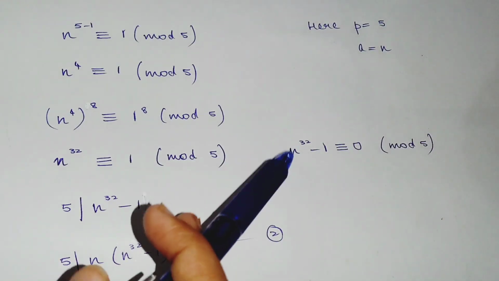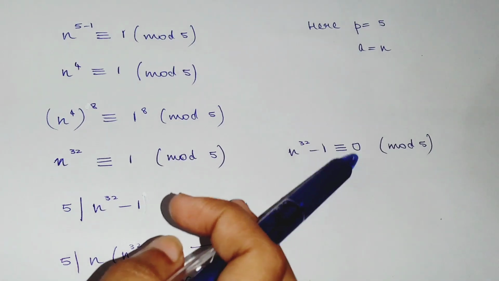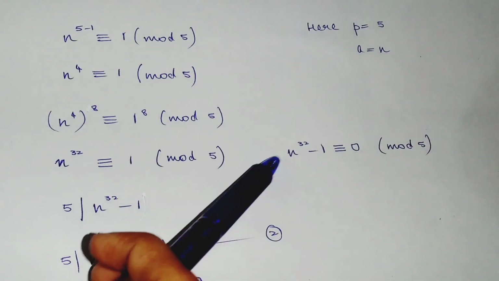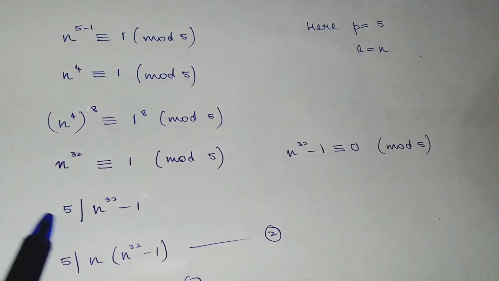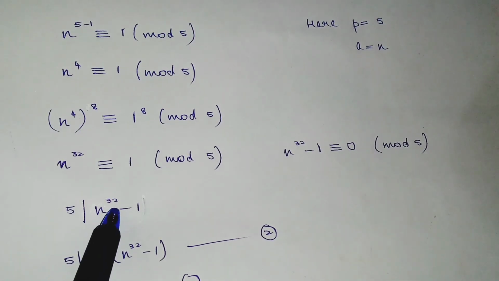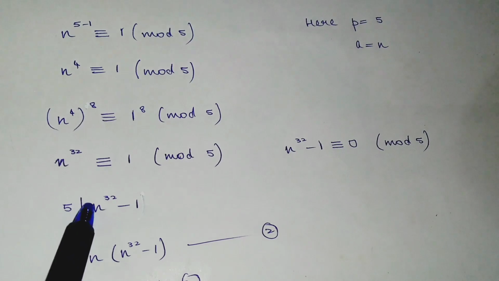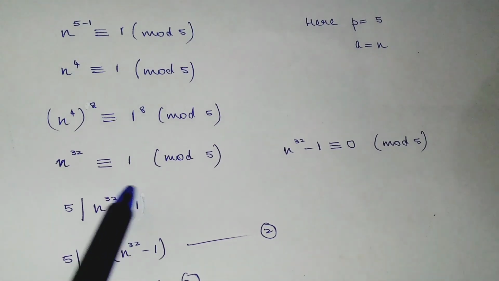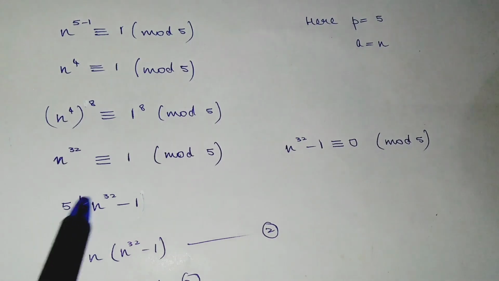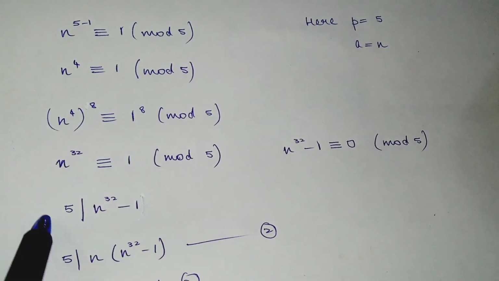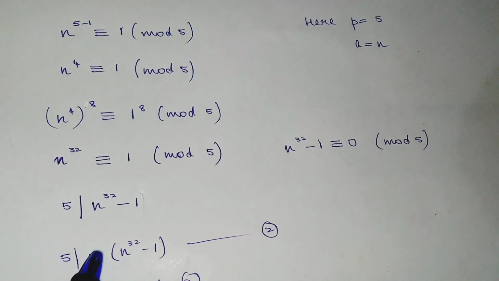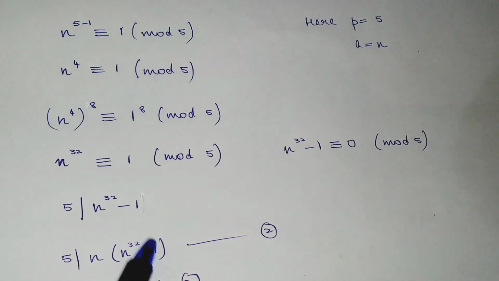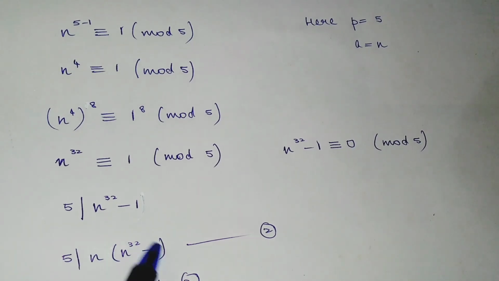Or we can write n raised to 32 minus 1 congruent to 0 mod 5. So at last we have 5 divides n raised to 32 minus 1, or this number is divisible by 5. Also 5 divides n into n raised to 32 minus 1. This number is divisible by 5.